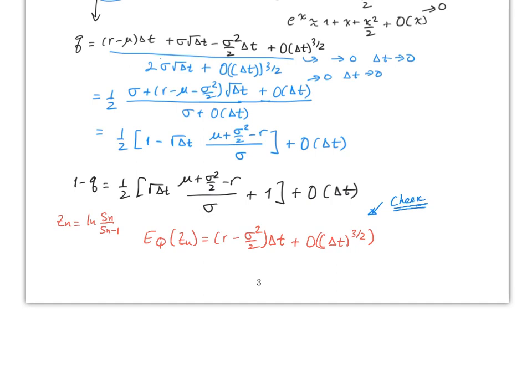Also, the variance with respect to q of z n is going to be sigma squared delta t, again plus the error. Notice that the variance is practically the same as before, but the expected value under this new probability is quite different than before. You notice there is no value for mu at all here, which means this doesn't depend on the drift anymore.